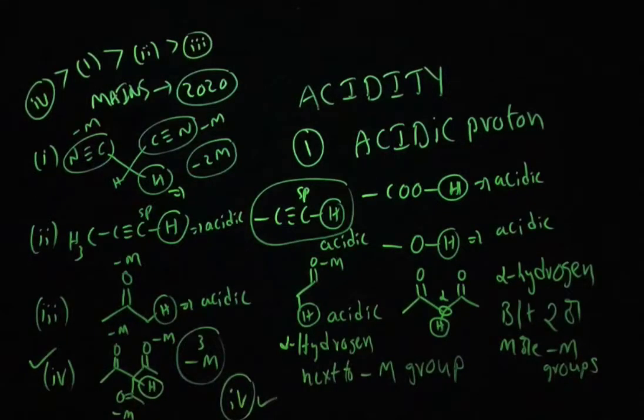But according to the question, JEE Mains 2020, he is asking which of the following hydrogens among the 4 is more acidic. Clearly option 4, because here the alpha hydrogen is between 3 minus M groups. There is no COOH group, there is no OH group. So then you have to move to the third option, which is whether there is any alpha hydrogen between 2 or more minus M groups. That's how you have to analyze the first type of question, which is the acidic proton question. Let's move on to the second type of question.